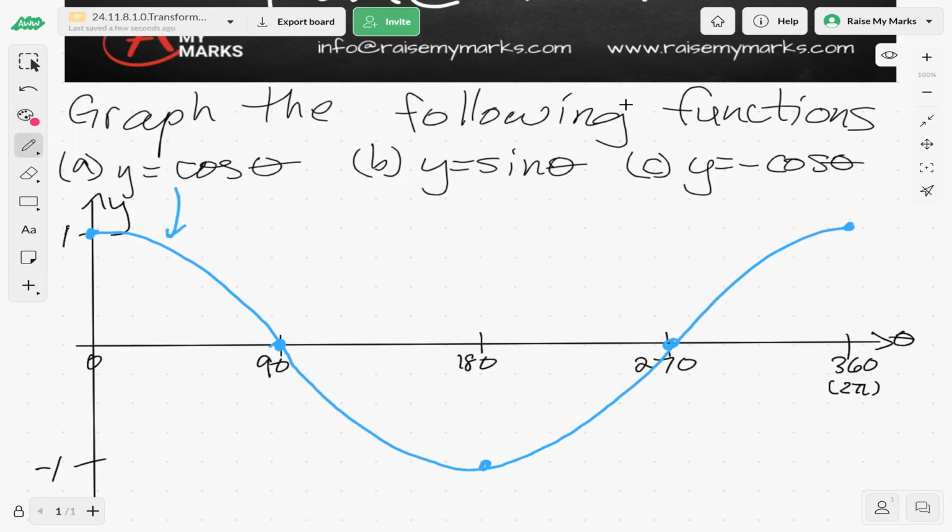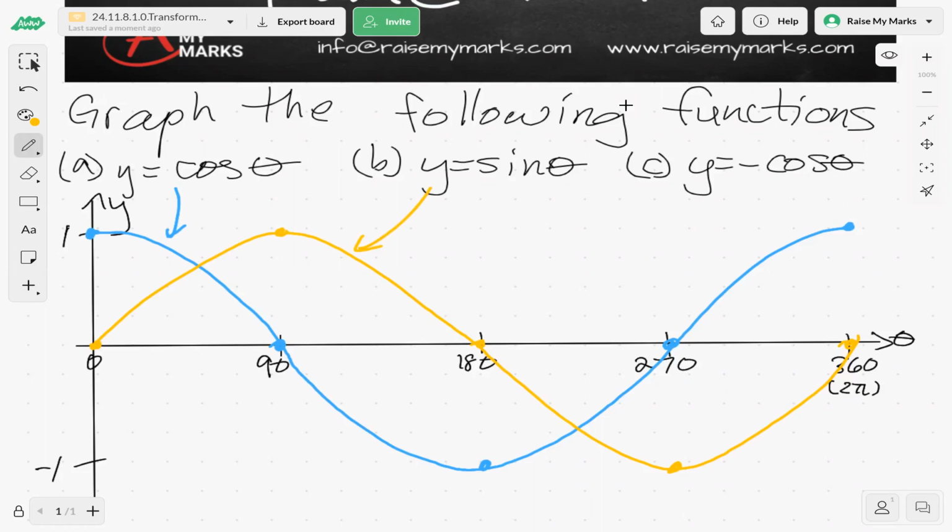So now part B, let's pick another color. Let's pick, I don't know, pink, or let's do yellow. At 0 degrees, sine is 0, at 90 it's 1, 180 it's 0, 270 it's -1, 360 we're back at 0, and let's join everything with a nice smooth curve. And the yellow curve is y equals sine theta.